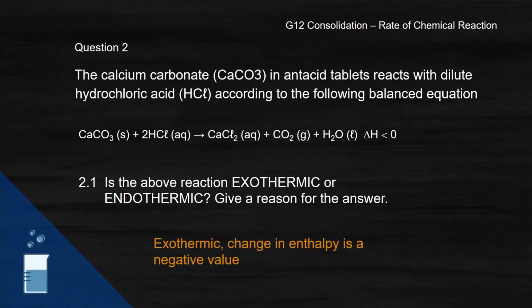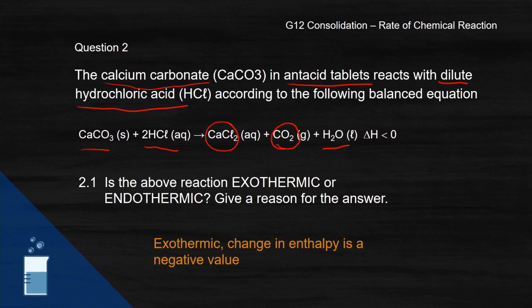And the question reads, the calcium carbonate in an antacid tablet. So you take one of these tablets, and what it does is it reacts with the dilute hydrochloric acid within your stomach. And this is the balanced reaction, calcium carbonate reacting with hydrochloric acid to form a salt, calcium chloride, carbon dioxide gas, which is why you burp so much, and some water. But at the end of this reaction, there is a clue. It tells us that delta H, or the change in enthalpy, is smaller than 0. In other words, it is a negative value.